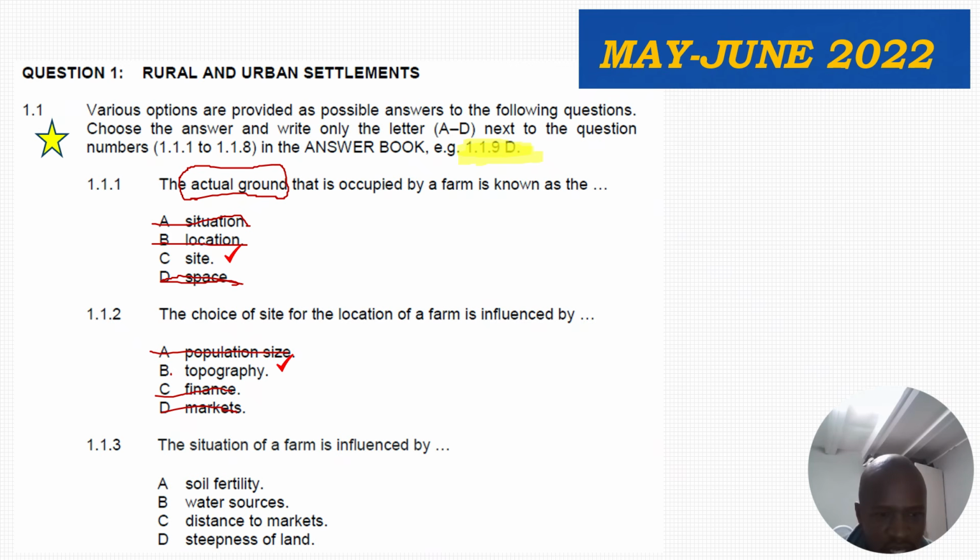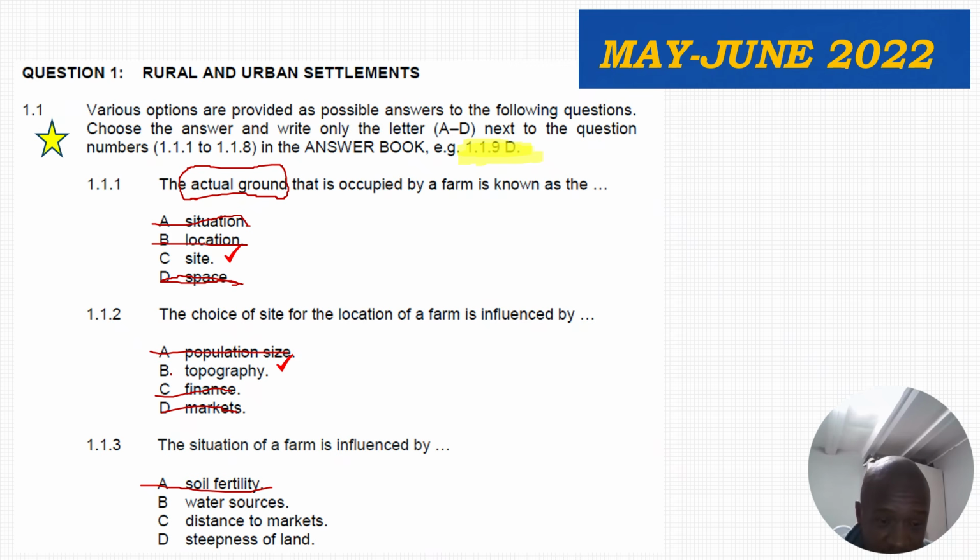Let's know, right? Soil fertility will determine the site because you will want your crops to be there on the actual land. So A is out. B, water sources. Water sources is a site factor. It is a site factor. You're going to have it right there close to the water source. C, distance to market, and D, steepness of the land.